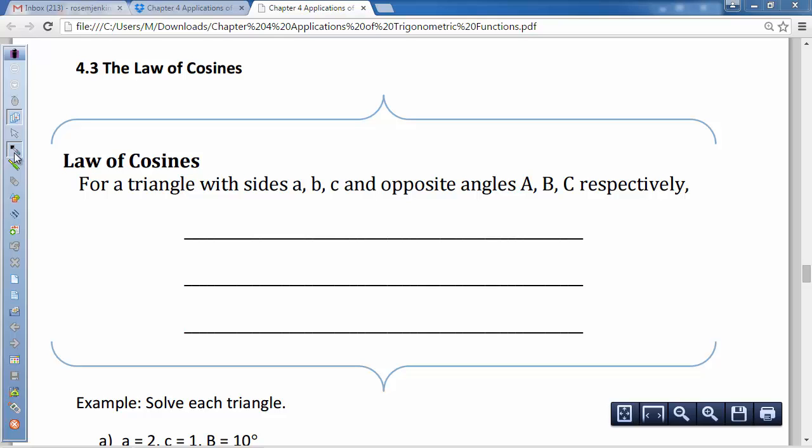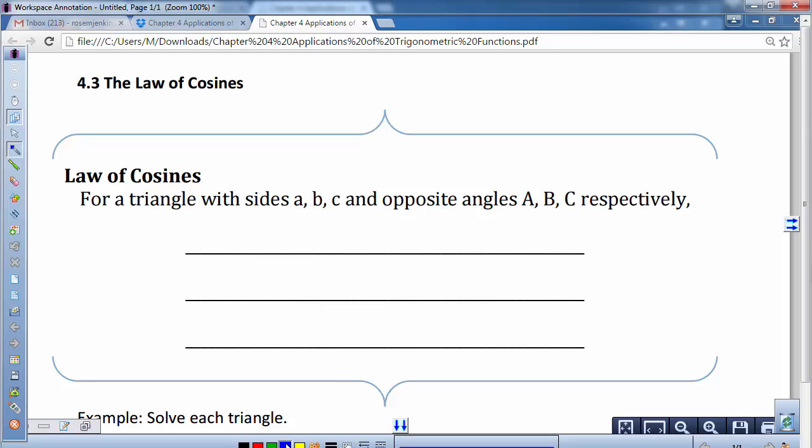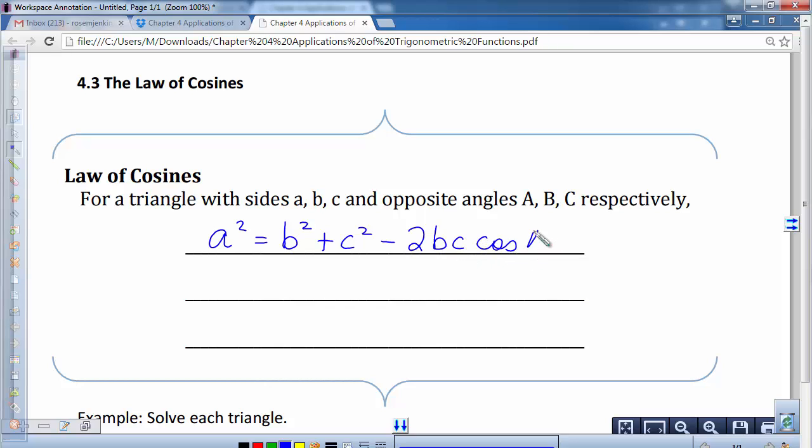So the law of cosines, which is included on your formula sheet, looks like this. A squared equals b squared plus c squared minus 2bc cosine A. Okay, and so what's A, B, or C is really arbitrary. So we can write this formula in terms of B or C. So for instance, I could say that B squared equals A squared plus C squared minus 2AC cosine B.